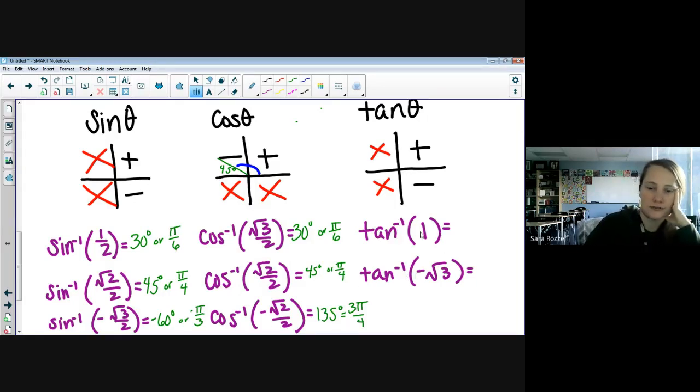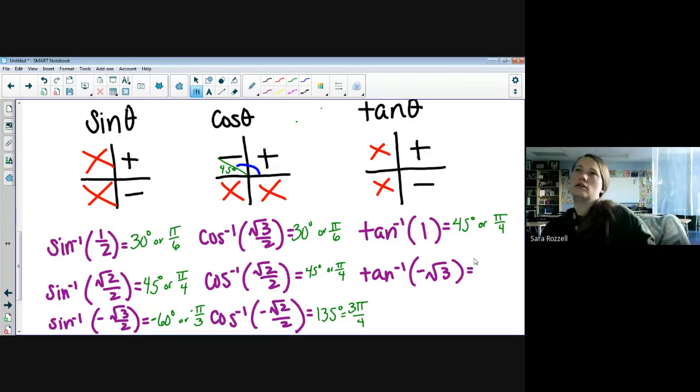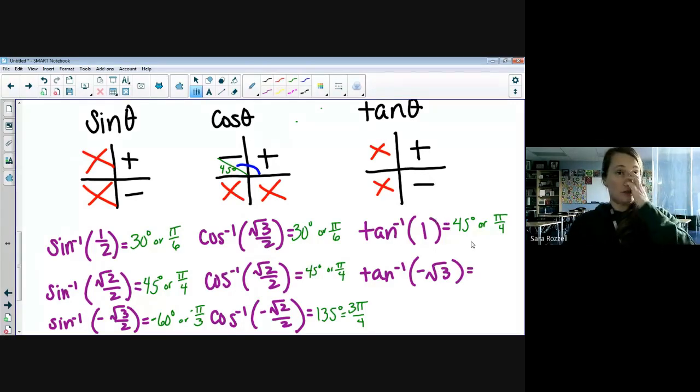All right, now tangent. Tangent is 1 for which angle measure? 45. 45 degrees or pi over 4. And tangent is root 3. Tangent is root 3 at 60 degrees. But since we're down here, they say you can just write that you're going backwards 60 degrees, so negative 60. So if you're in the fourth quadrant, just do negative of whatever your reference angle is.